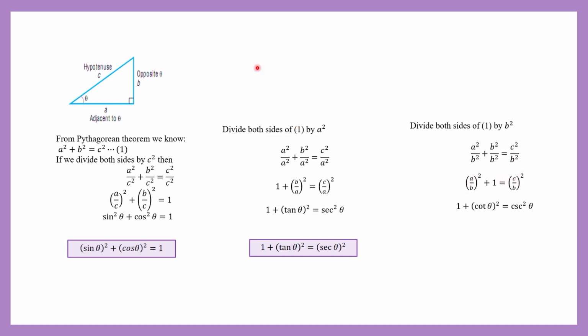As we can see in this figure, a by b is cotangent of theta and c by b is cosecant of theta. Let's replace these values in this equation. We will get 1 plus cotangent square of theta equals cosecant square of theta.